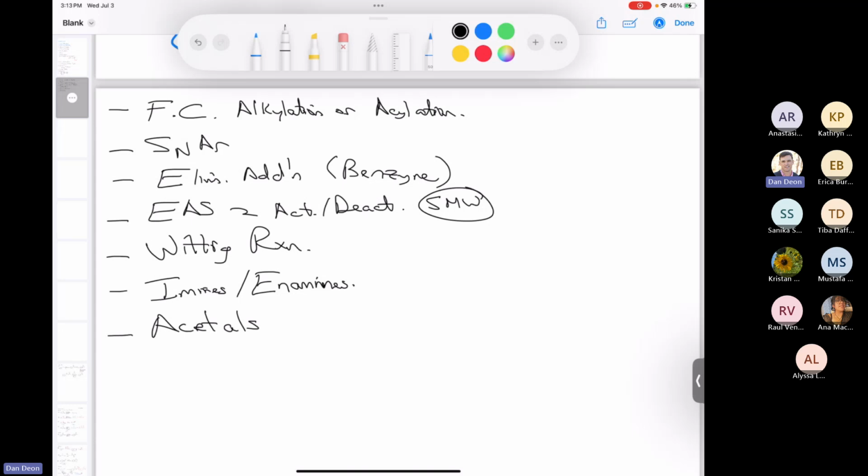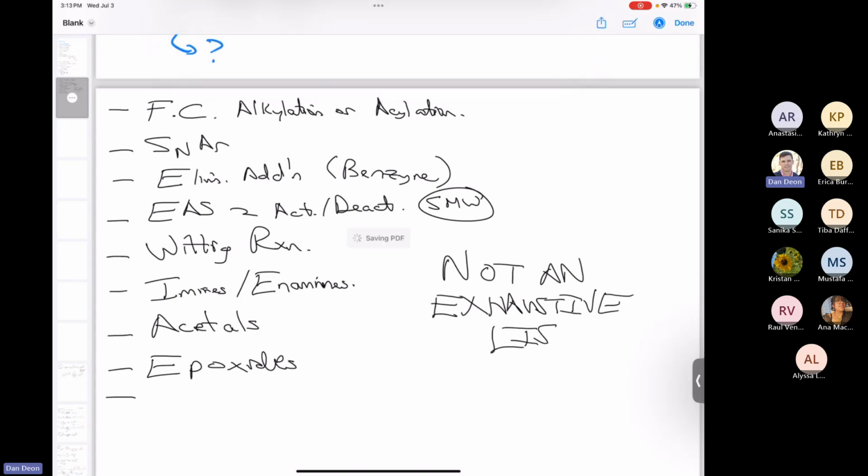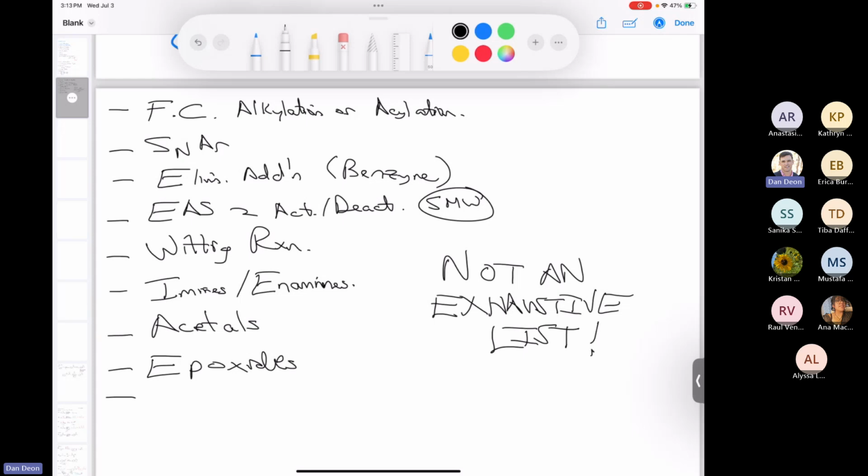So nomenclature, there's nothing really new there. So again, nothing new there, just synthesis. Let's see. Will there also be epoxides? For sure, yeah. Okay. Epoxides. Okay. There you go. So epoxides is definitely important. Remember, this is not an exhaustive list. Okay. This is just woodshedding some ideas of things that you would want to review. Okay.